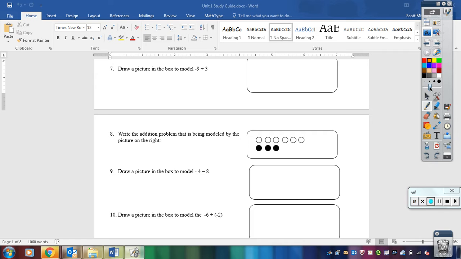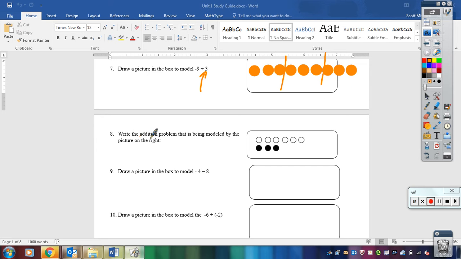A little too big. 1, 2, 3, 4, 5, 6, 7, 8, 9. Starting with 9 negatives, I'm now going to divide it into 3 groups. That divisor says how many groups. I need 3 groups. I have 3 equal groups with 3 negatives in each of them. So that's how I divide into 3 equal groups.